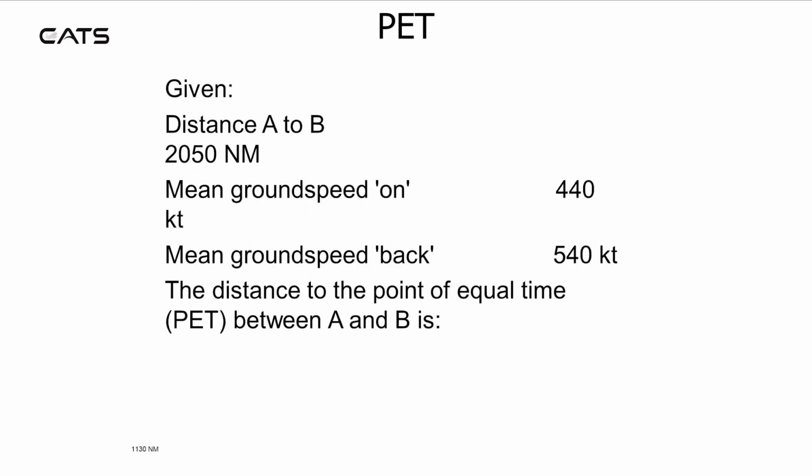Given the distance A to B is 2,050 nautical miles and the ground speed on is 440 knots and the ground speed back is 540 knots, what is the distance to the point of equal time between A and B? D multiplied by H is 2050 multiplied by 540, divided by ground speed on plus ground speed back, 440 plus 540. We'll give a distance to the point of equal time of 1,130 nautical miles.